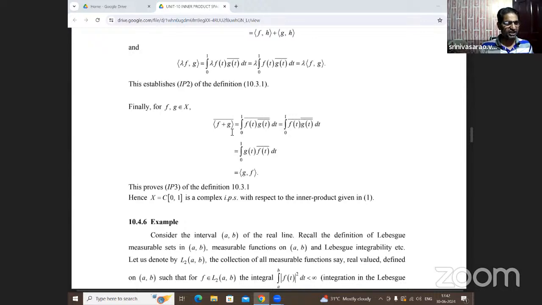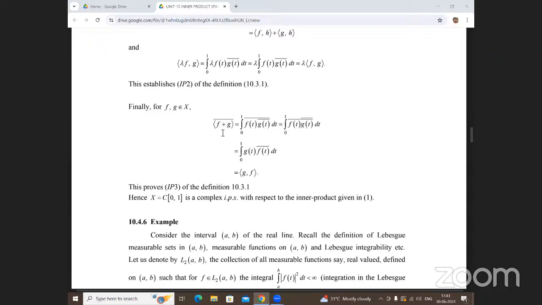The conjugate of f plus g, conjugate, not plus. Students, please note this is a mistake. This is the conjugate of f comma g, not plus. Students, please rectify this mistake. This is the conjugate of f comma g. Are you okay? Please, okay, sir. This is a comma.